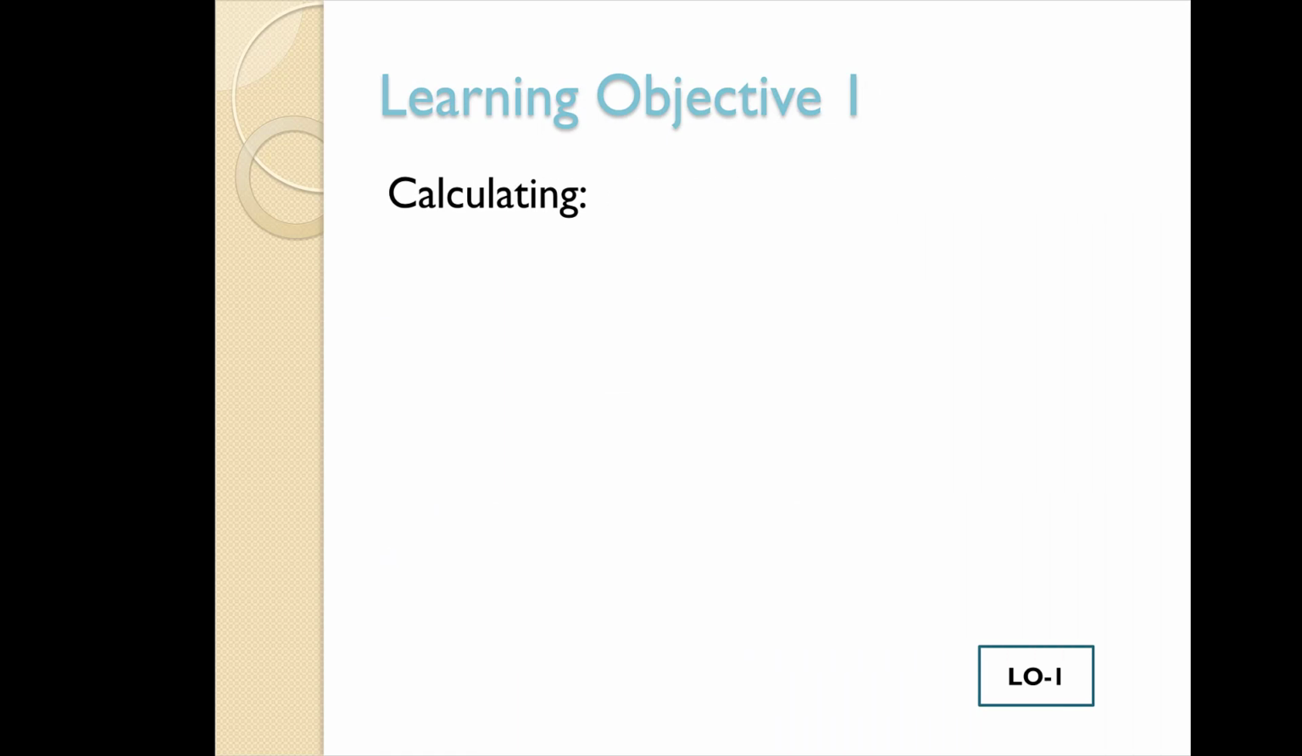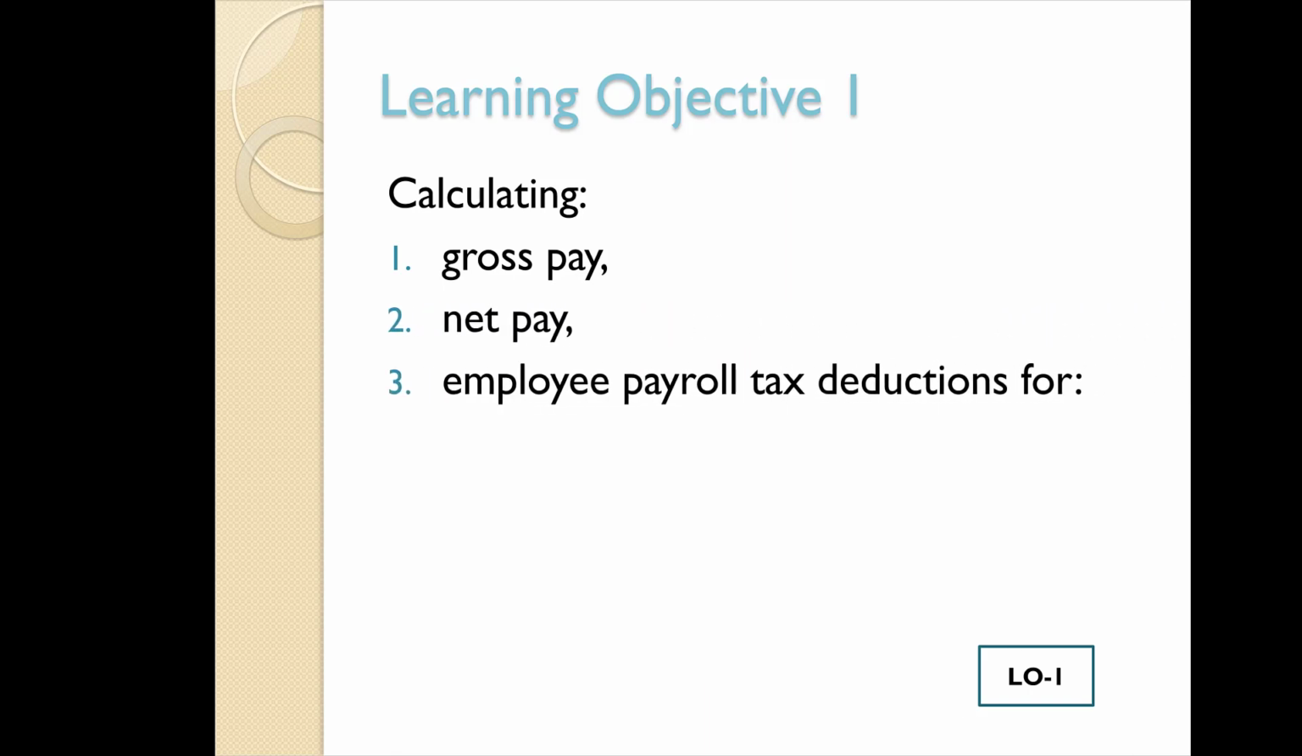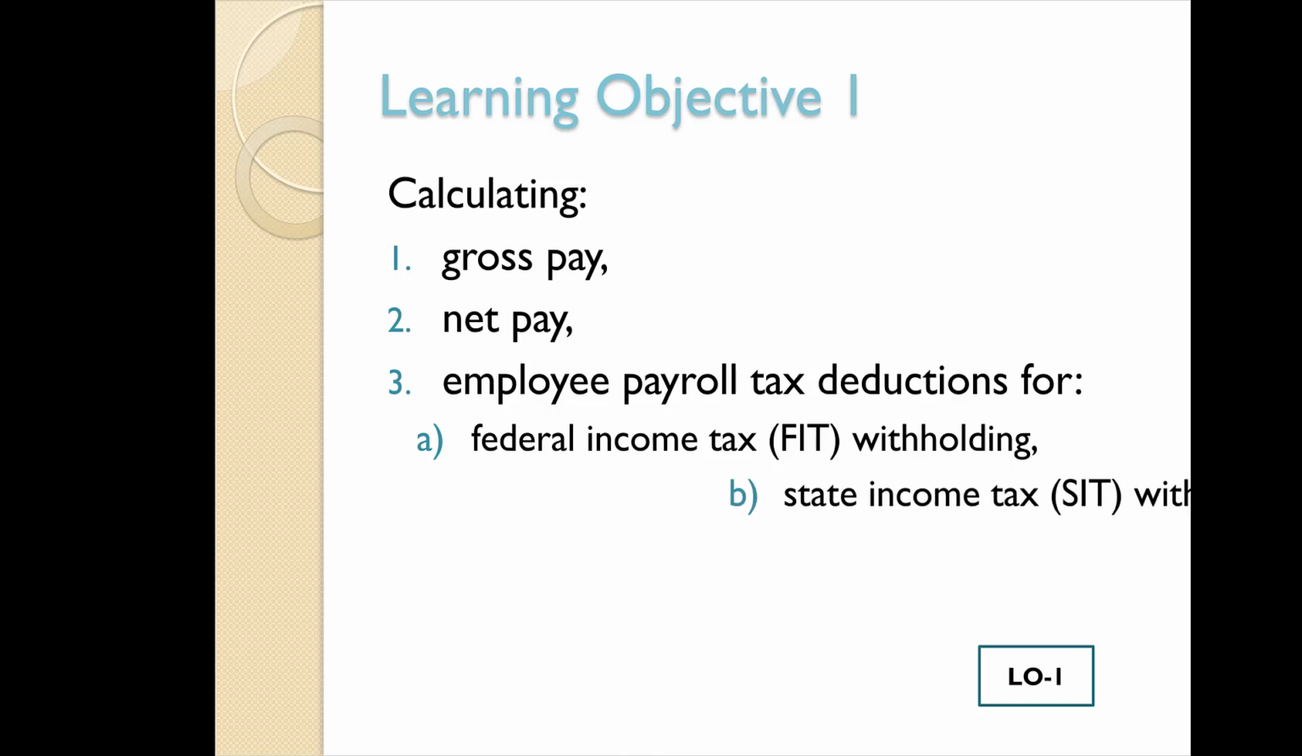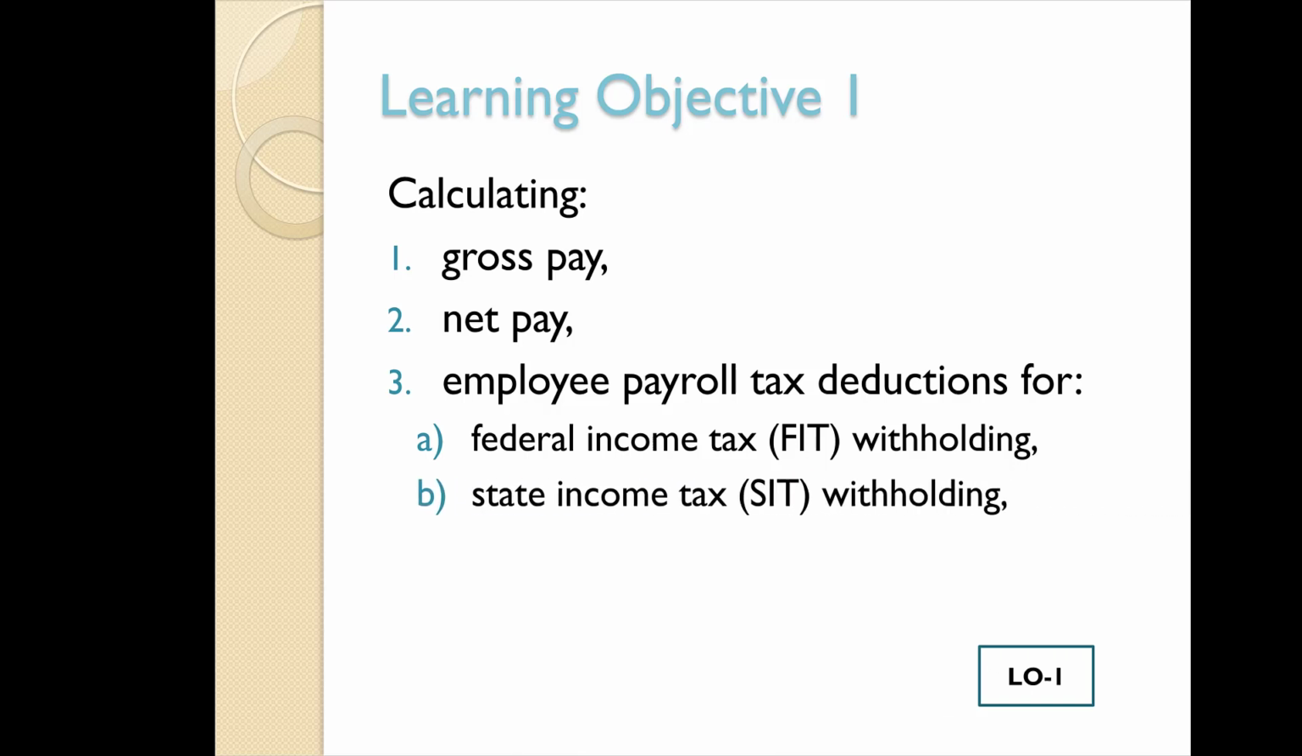So learning objective 1, we'll be calculating gross pay, net pay, and employee payroll tax deductions for federal income tax. Now there's going to be lots of acronyms and abbreviations in this class. So whenever you see the word FIT, F-I-T, that stands for federal income tax. We'll be using that a lot. We'll also be calculating payroll tax deductions for SIT, which is state income tax. And then we'll learn what FICA, OASDI, and Medicare are. So we'll go through and define these.